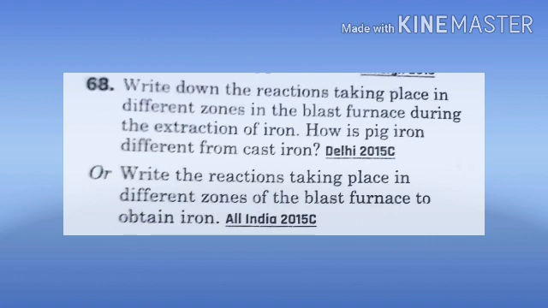Okay, so the first question is, write down the reactions taking place in different zones in the blast furnace during the extraction of iron. So you have to write in detail in different zones, meaning different temperature ranges, which all are the reactions taking place over there. Then, how is pig iron different from cast iron? You also have to mention the percentage of carbon content present in each, and how it can be converted from one form to another. All these things you have to write over there.